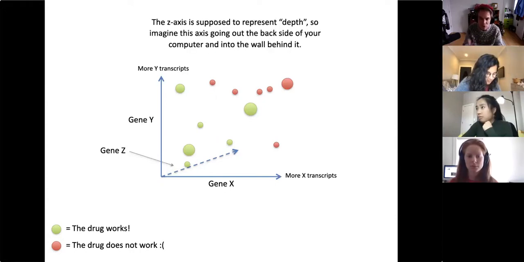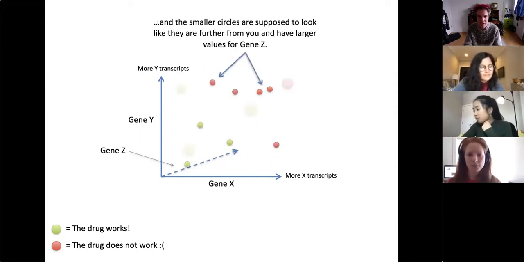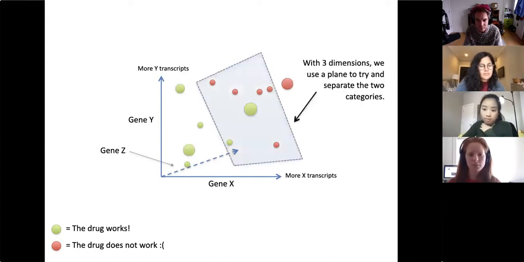The Z-axis is supposed to represent depth, so imagine the axis is going out the back side of your computer and into the wall behind it. The big circles are supposed to look closer to you and thus have smaller values for gene Z, and the smaller circles are supposed to look like they're further from you and have larger values for gene Z. Anyway, with 3 dimensions, we can use a plane to try to separate the two categories.